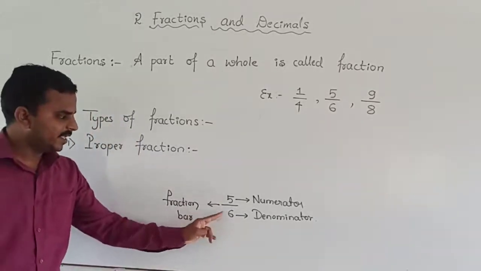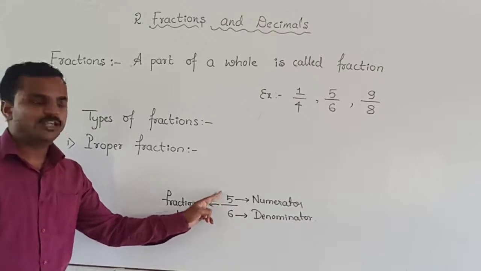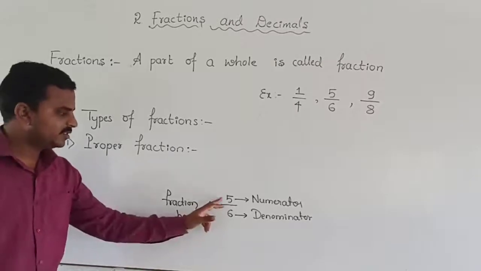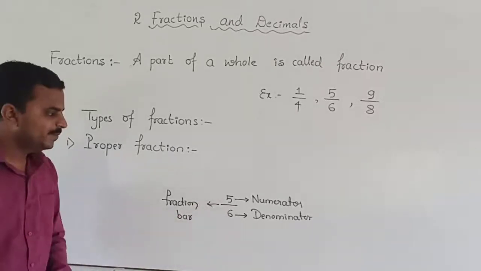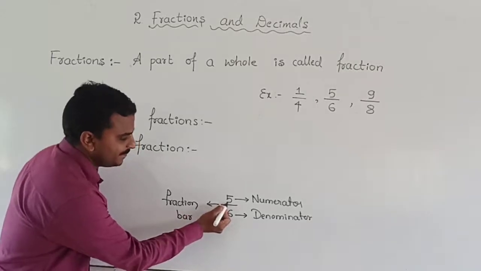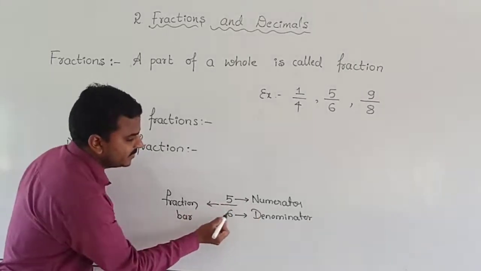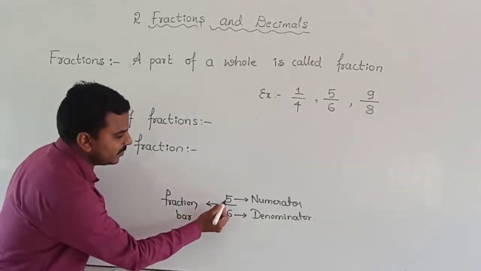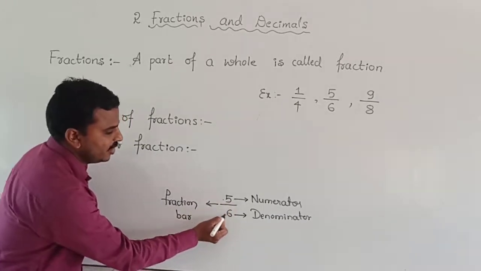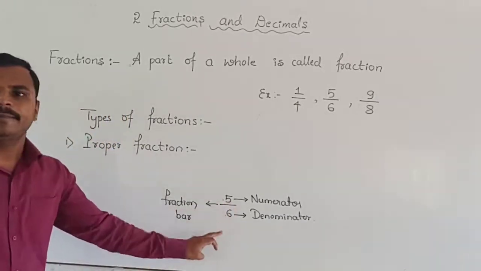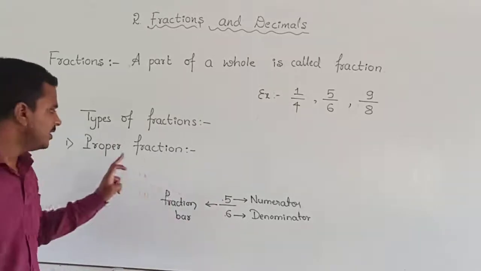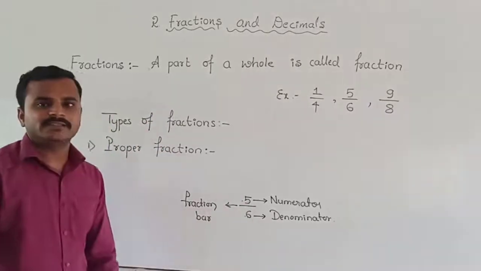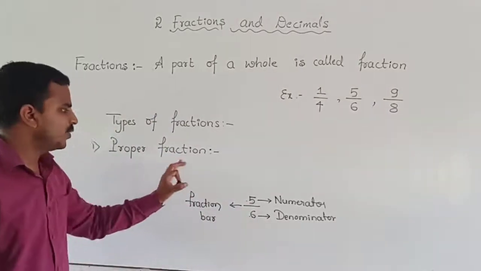See this fraction. In this fraction, the numerator is 5 and the denominator is 6. Which is the bigger? 5 is the smaller, and it is in the numerator part, and 6 is the bigger number, in the denominator part. In this case, the numerator is smaller than the denominator. Those types of fractions are called proper fractions.